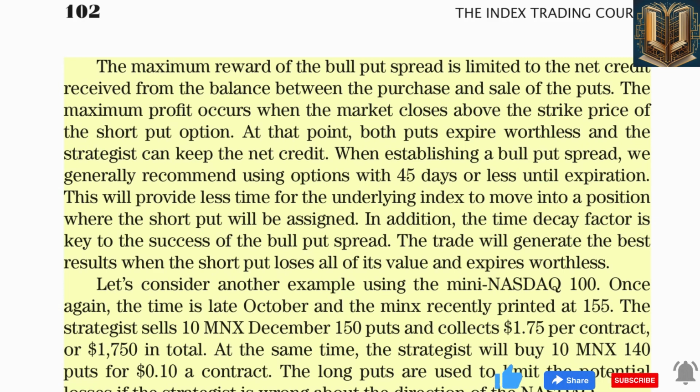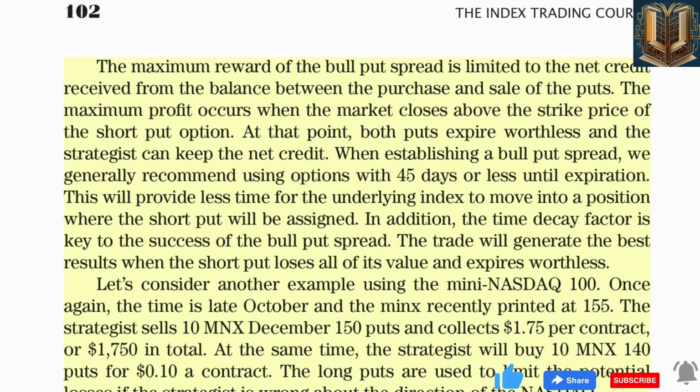Let's consider another example using the mini Nasdaq 100. Once again, the time is late October and the MNX recently printed at 155. The strategist sells 10 MNX December 150 puts and collects $1.75 per contract, or $1,750 in total. At the same time, the strategist will buy 10 MNX 140 puts for 10 cents a contract. The long puts are used to limit the potential losses if the strategist is wrong about the direction of the Nasdaq. Figure 6.5 shows the risk graph of the MNX bull put spread.